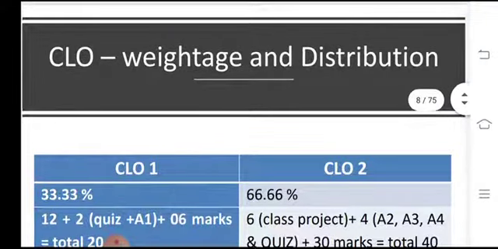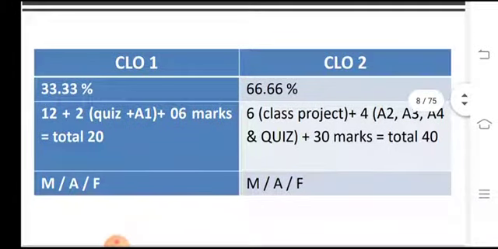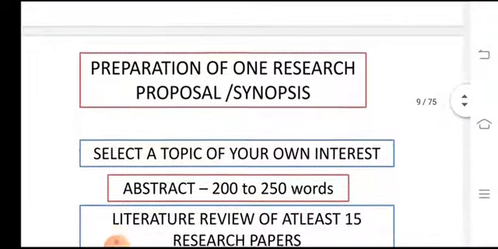So this is something about the weightage and distribution. I think you can go through them by yourself. The percentage of the first CLO and the second: CLO1 is 33% and the rest is CLO2, and I think you can understand it very well. We will not waste time here.